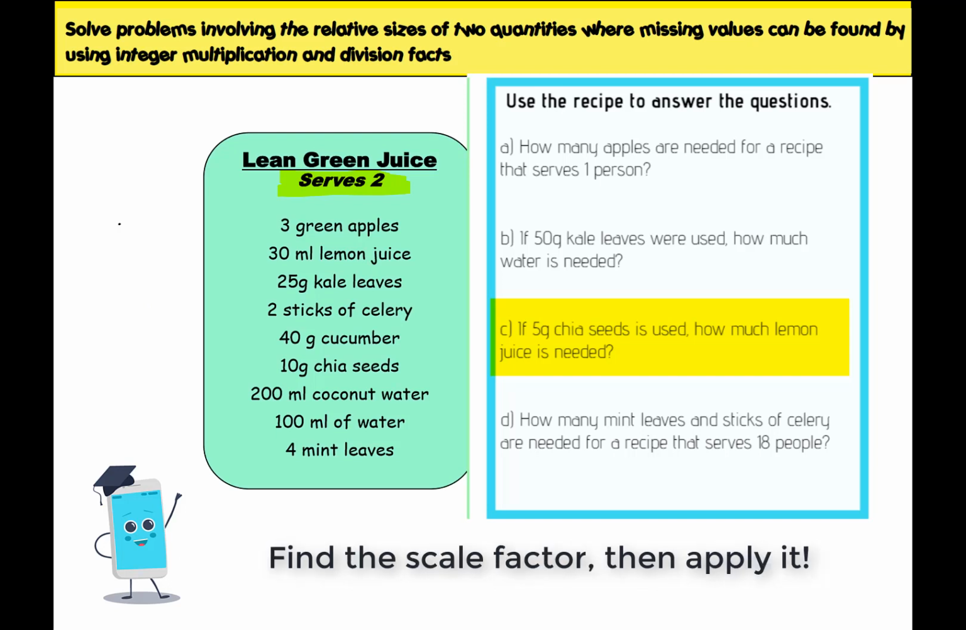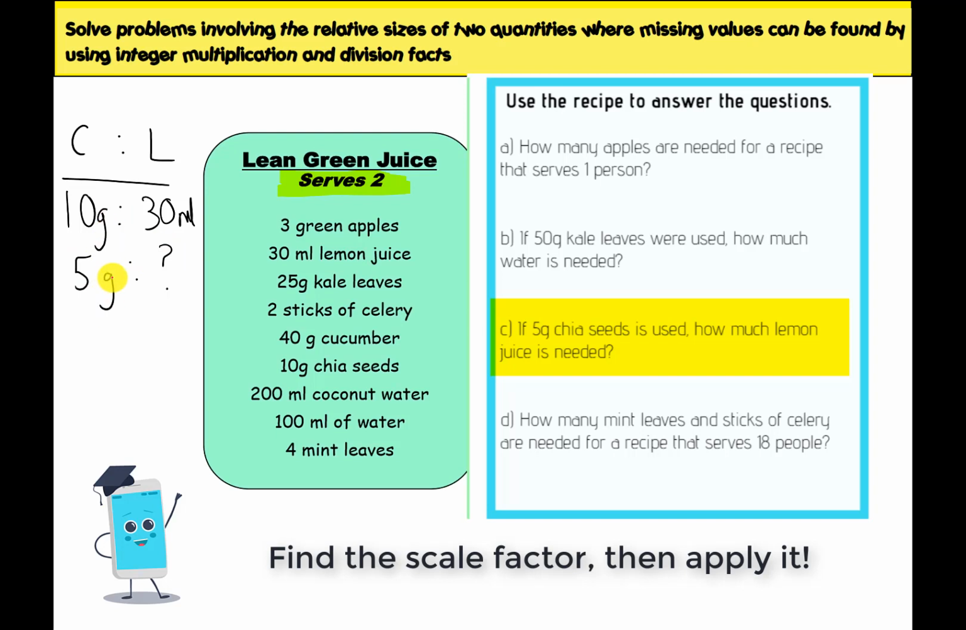Okay. If 5 grams of chia seeds is used, how much lemon juice is needed? Okay, let's go to our recipe. Let's write out what we know. So I'm going to put C for chia seeds and L for lemon juice. So in my recipe, I have 10 grams of chia seeds used when I have 30 mils of lemon juice. So my current ratio is 10 grams to 30 mil. I've got here 5 grams of chia seed. So if 5 grams are used, how much lemon juice is needed?